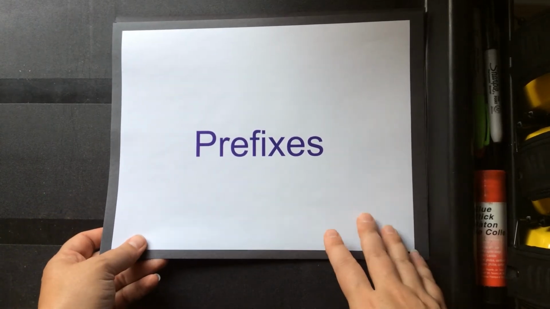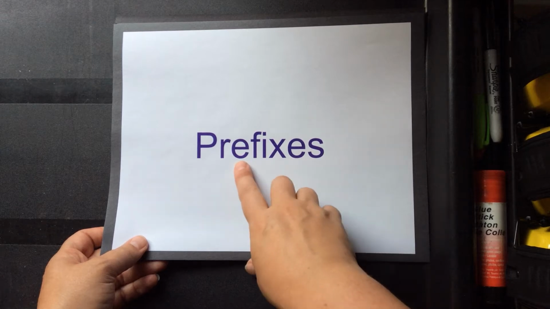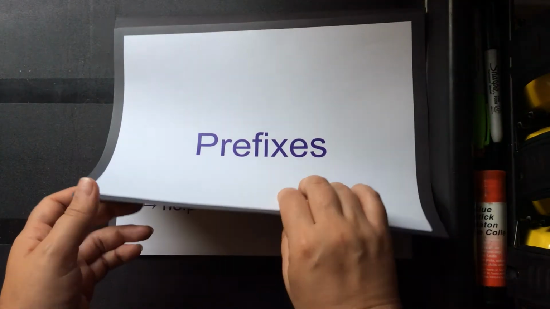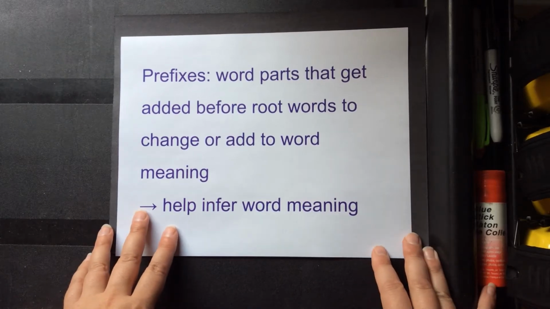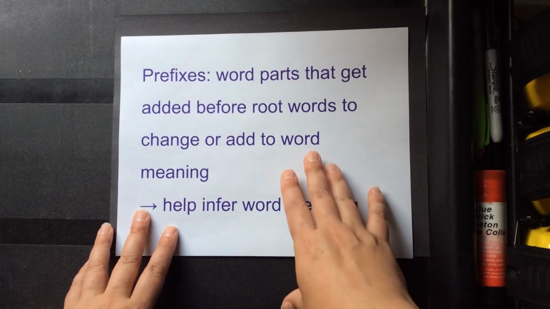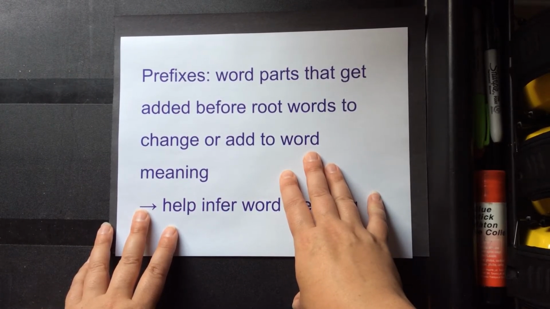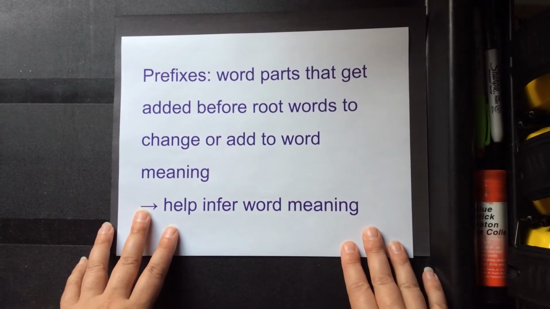So when we think about prefixes, the prefix itself tells us where it belongs on a word. Pre means before, so prefixes are the word parts that get added in front of a word, and the point of them being added on before a word is that they're changing or adding on to the word meaning. Why does that help us? Why do we learn them?